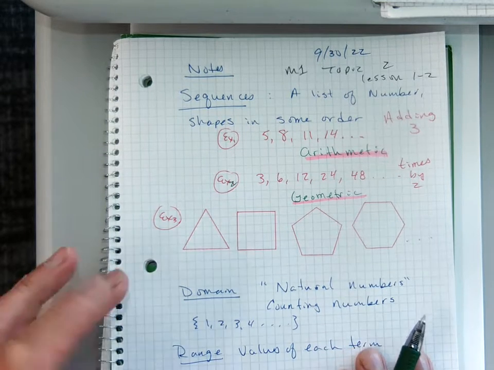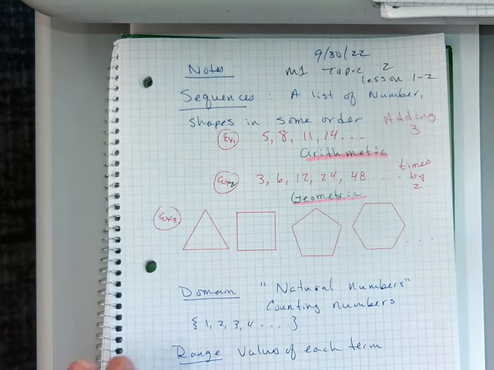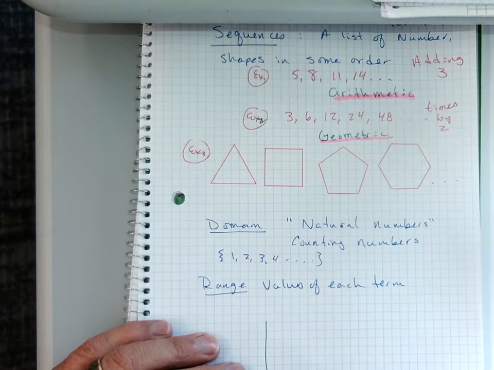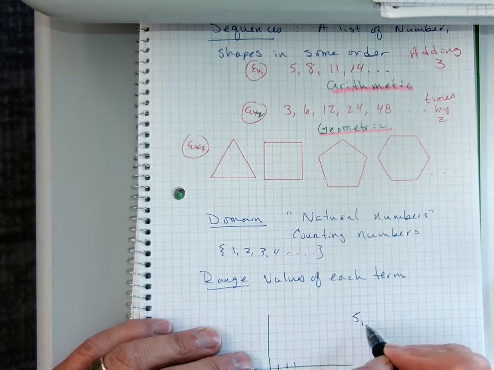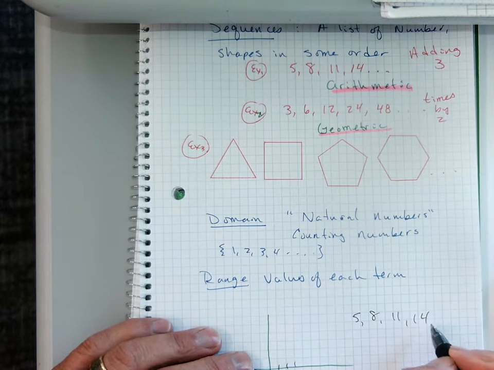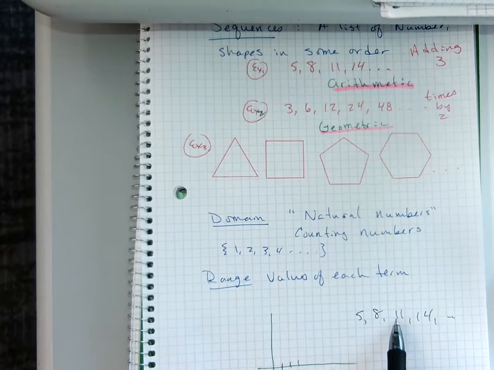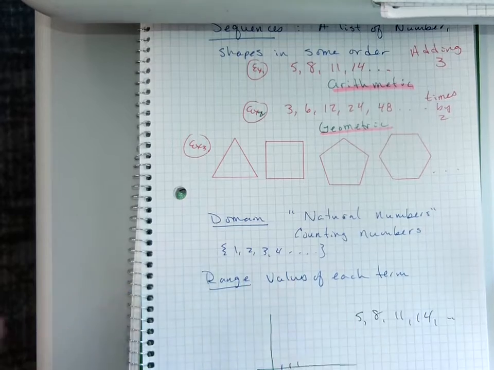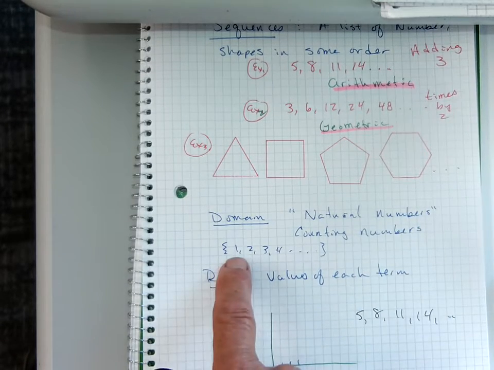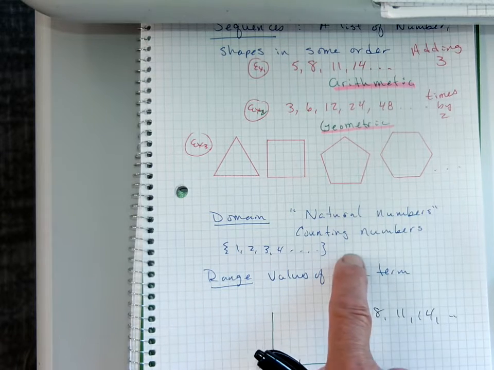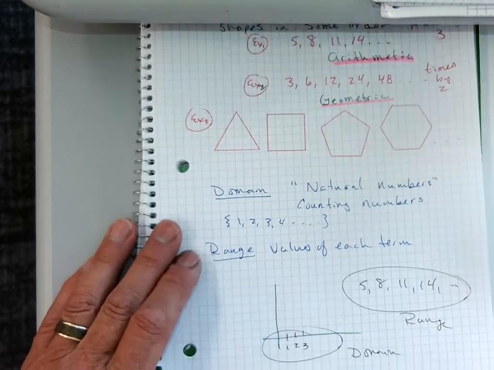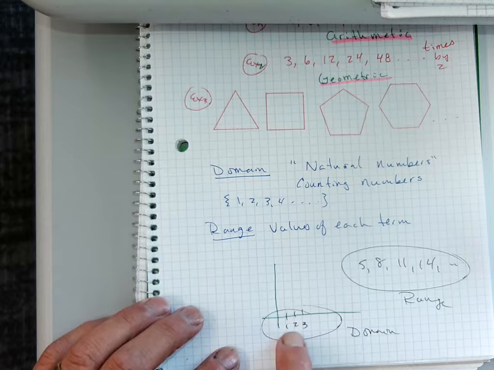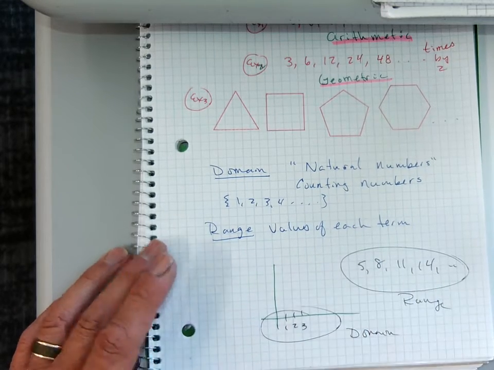Okay. Domain, it does have domain. So we saw in our warm-up, the domain is always going to be these values: 1, 2, 3, because you've got your first term, your second term, your third term, your fourth term. So the domain is always the natural numbers or counting numbers. And the range is just these values, the values of each term. Domain are the x values, and the range is going to be the values in each term.